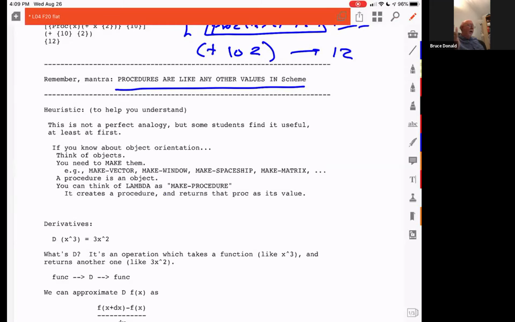So with objects, you have to make them. You might have make vector, make window, make spaceship, make matrix, make something else. So a procedure is just a kind of object. And you could basically think, without losing much generality, of lambda as being a Greek name for make procedure. Lambda, i.e. make procedure, creates a procedure and returns the proc object as its value. And that's really how to think of lambda.